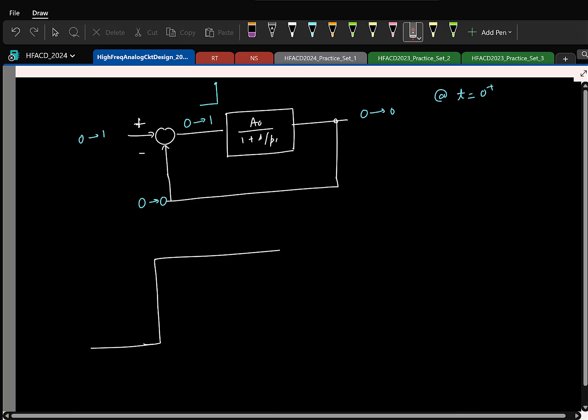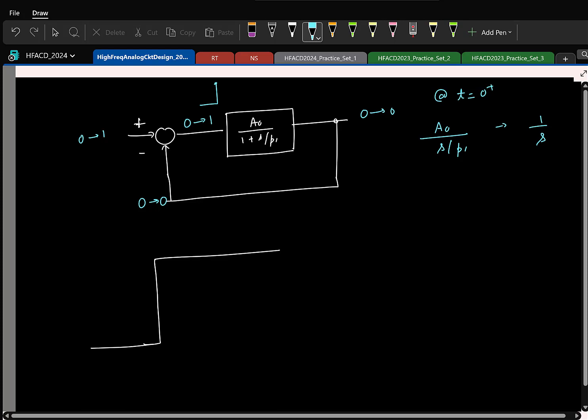Okay, maybe I'll do it this way. I am looking at t equal to 0 plus. Loosely speaking, when I say t equal to 0 plus, do you think I am looking at small values of s or very large values of s? Instantaneous change, like very large frequencies. So how can I approximate this transfer function? I have 1 plus s by p1. I am looking at very large values of s, so this is of the form something 1 by s, right?